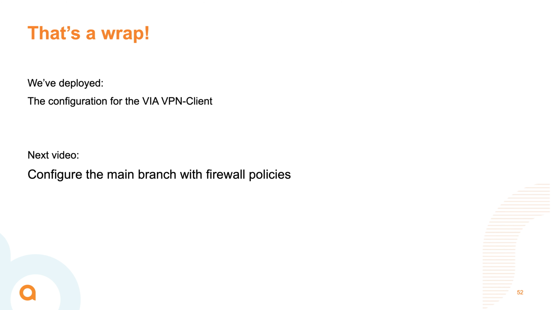This was the 6th video of the SD-Branch from Scratch video series. In this video, we covered the different design options of a VIA deployment, the configuration of it, and validating the configuration with a VIA client with the use of an iPhone. In the next video, we'll go back to the initial branch location with the 9004 gateway and configure some additional networks and configure the appropriate firewall rules for them.